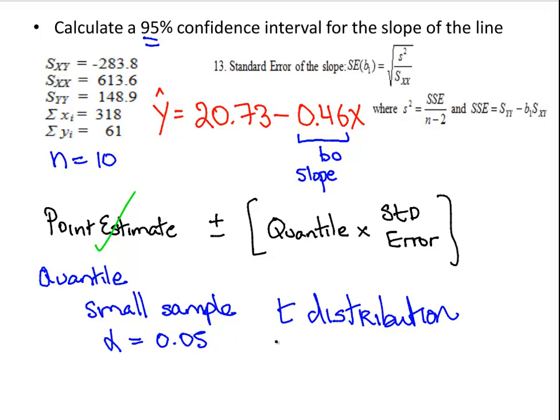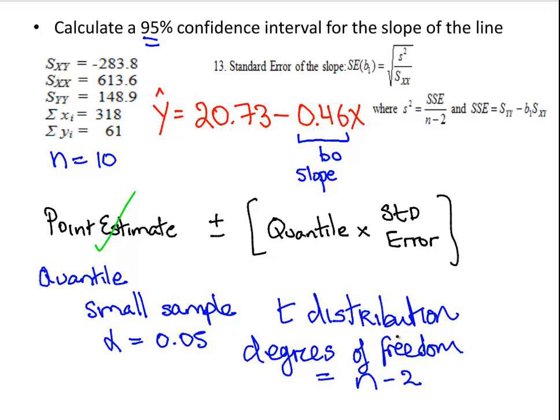And just as a remark, this is different from hypothesis testing. When we're dealing with linear regression, the degrees of freedom is always equal to n minus 2. Okay? When we're talking about linear regression and so on. So it's n minus 2, not n minus 1. In that case, that means it's going to be 8.